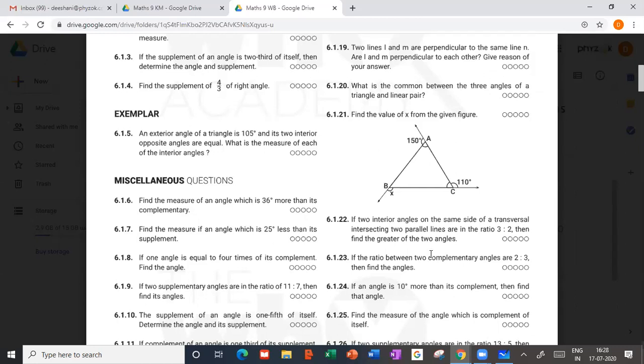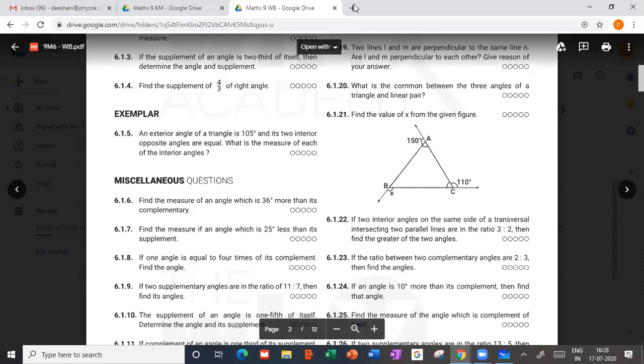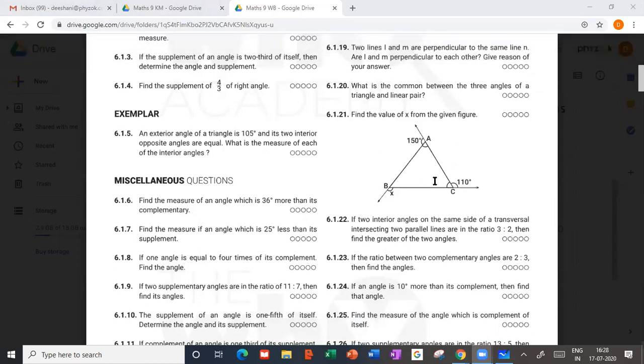Ma'am, we can find angle ABC. Angle EAB is equal to 30 degrees, and x is 100. We want everything to be done stepwise. BAC will be 30 because they are linear pair.